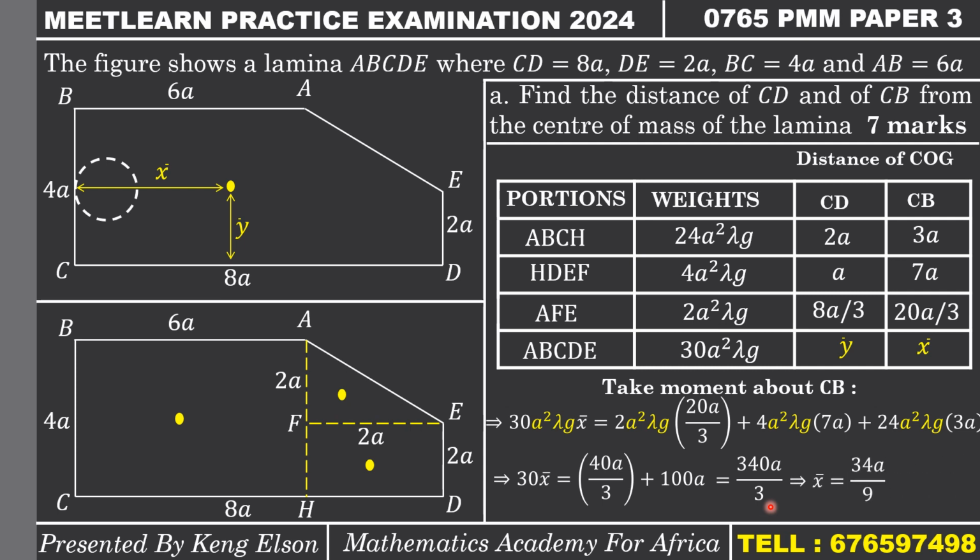So what is the value of x bar? It's going to be 340 divided by 90. Okay, so the zeros are going to cancel and we get 34 divided by 9a. So the distance of the center of mass of the whole lamina from CB is x bar equal to 34 divided by 9a.